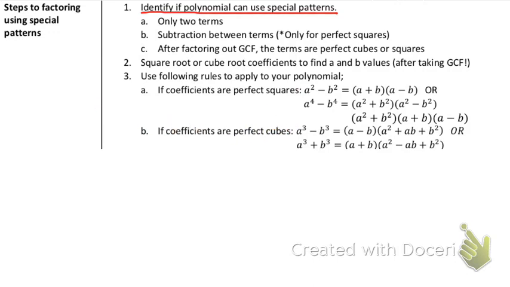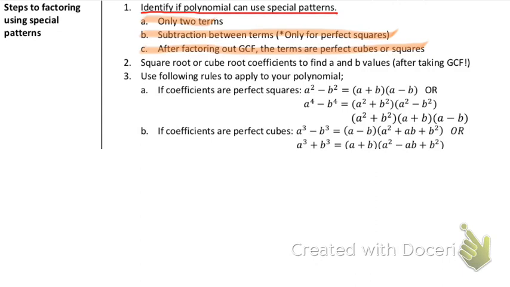And this is part C. In perfect cube special patterns, you're going to have cubes or powers of 3. And the sign in between the numbers or variables does not matter. So again, these 3 steps here, step 1A, Step 1B and Step 1C are how you determine if you're going to use special patterns. So we'll get into examples and I'll show you how to use that.